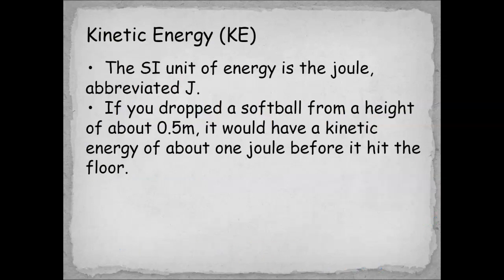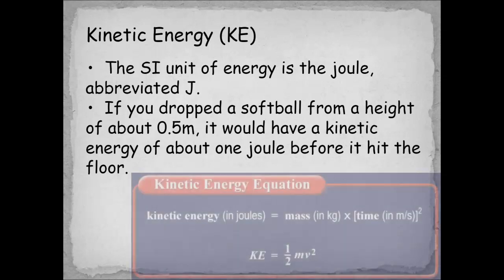So the SI, the Standard International Unit of Energy, is the joule. It's abbreviated J. So when we start doing calculations in this unit, please remember no naked numbers. We always want to include the units. And as an example, if you dropped a softball from a height of about half a meter, it would have a kinetic energy of about 1 joule before it hit the floor.